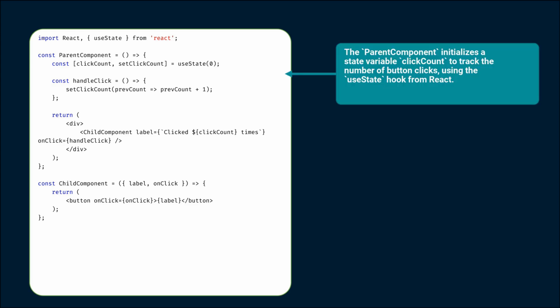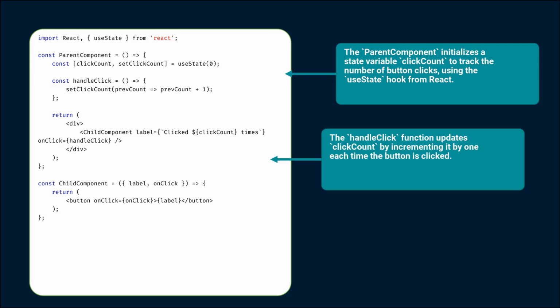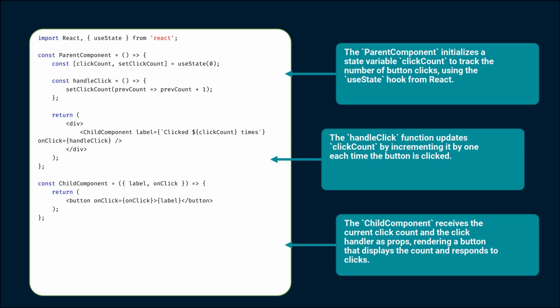We start by importing React and the useState hook, which allows us to create a state variable called clickCount initialized to 0. This clickCount will store our counter, while setClickCount will be the function we use to update this state. Next, we define a handleClick function that increments clickCount by 1 each time the button is clicked. This function utilizes the previous state value to ensure we accurately update the count.